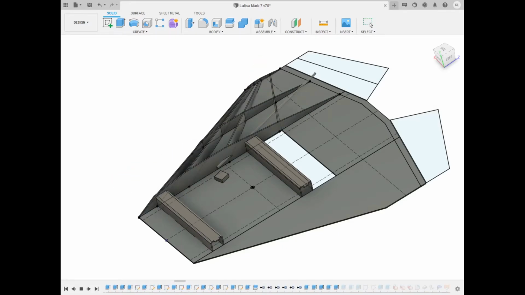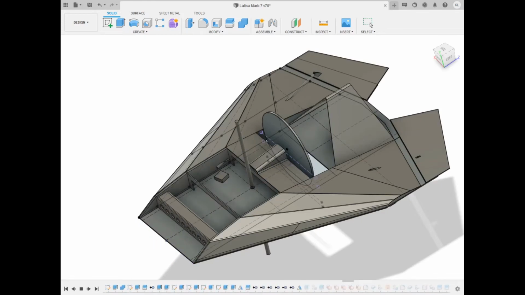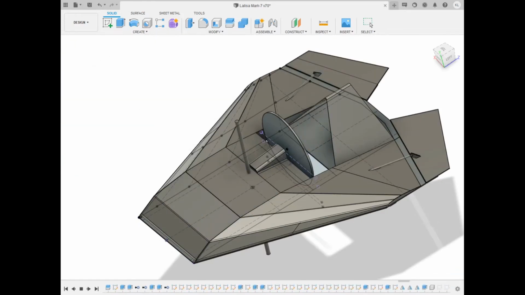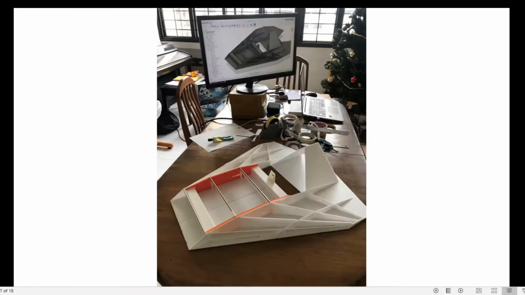This is a time-lapse of me designing the plane on Autodesk Fusion 360. And this is my fabrication process.